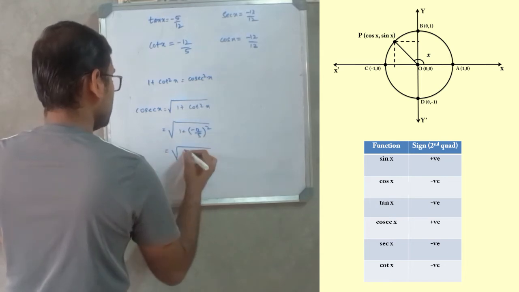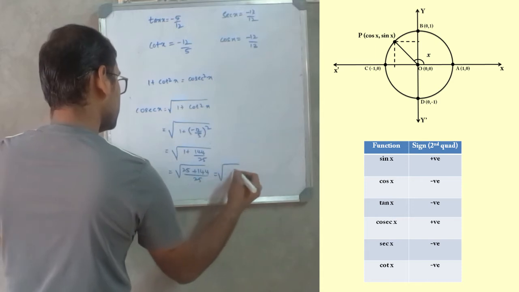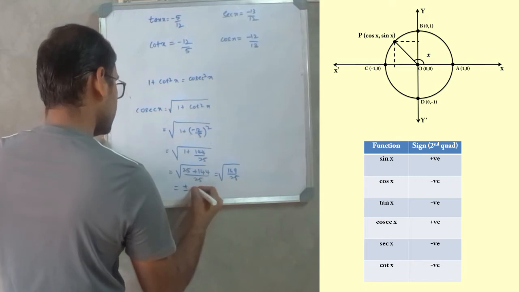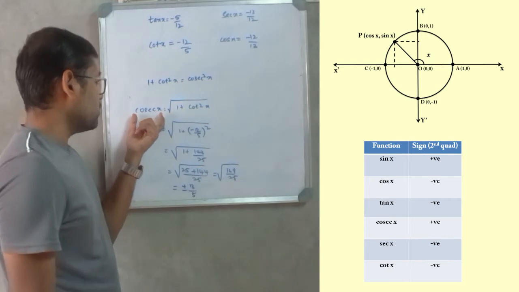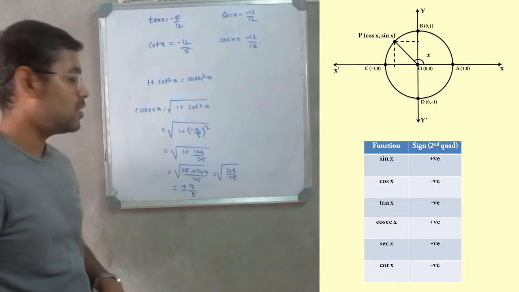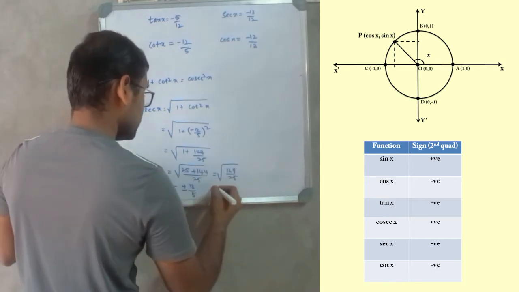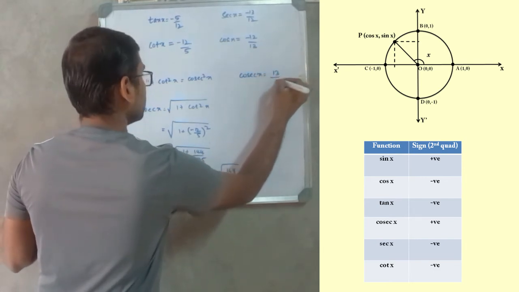Whole square, it will be 1 plus 144 divided by 25, which will be under root 25 plus 144 divided by 25, which will be equal to under root 169 divided by 25, and this will be plus or minus 13 by 5. It is given that the angle x lies in the second quadrant, and we know that in the second quadrant the value of cosec x is positive. So therefore, the value of cosec x will be 13 by 5.